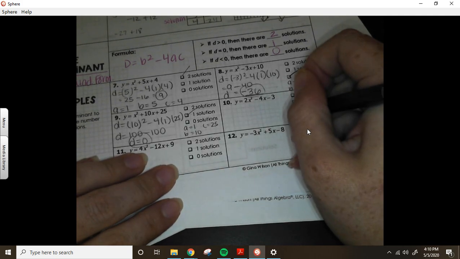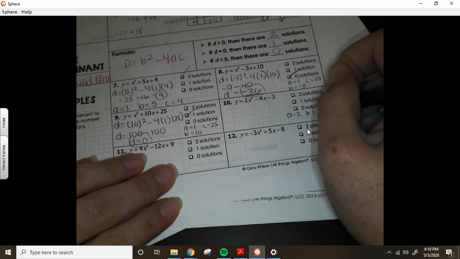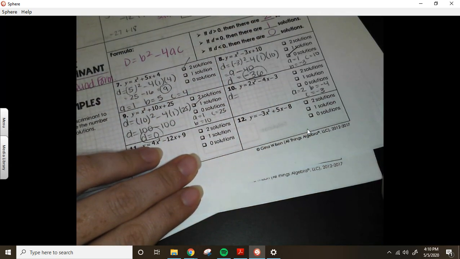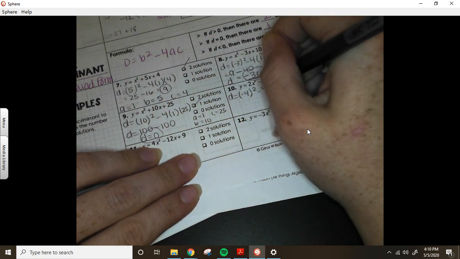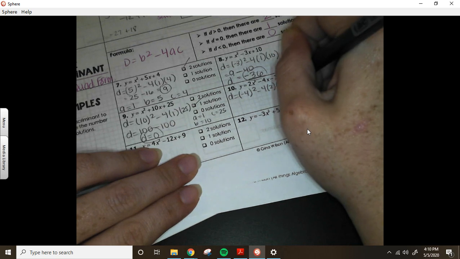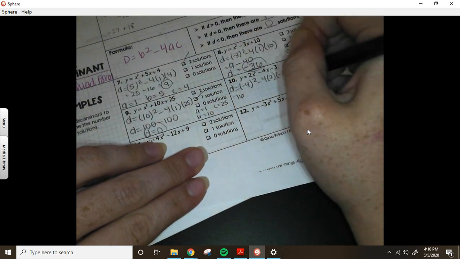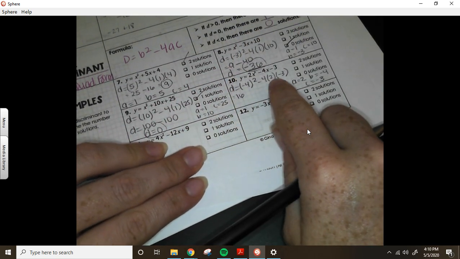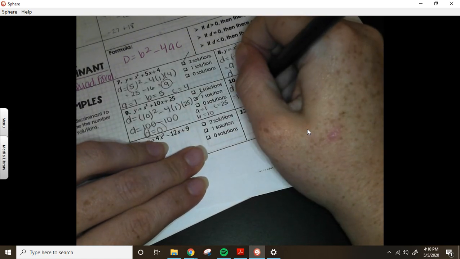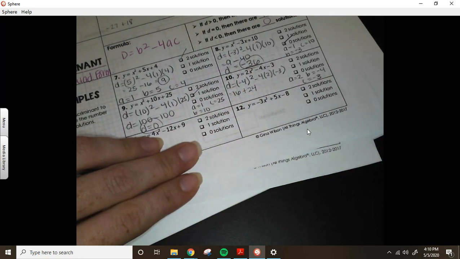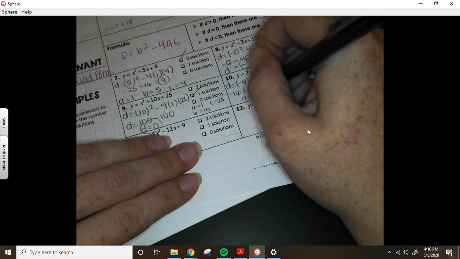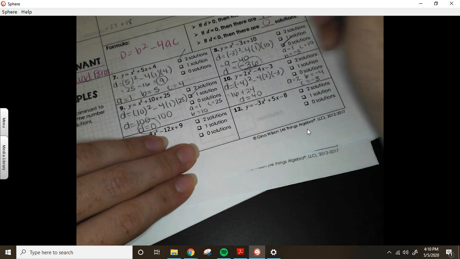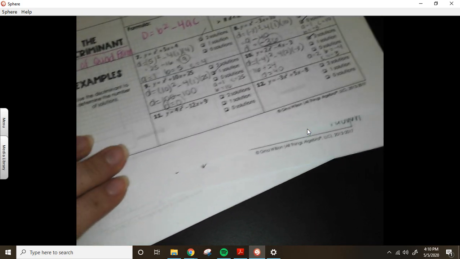Number 10, A equals 2, B equals negative 4, C equals negative 3. D equals B squared, so negative 4 squared minus 4 times 2 times negative 3. Okay, so 16. Negative 4 times 2 is negative 8 times negative 3 is positive 24. Obviously, this is a positive number, so D is going to be greater than 0. D equals 40 in this case. That means it's going to have two solutions.